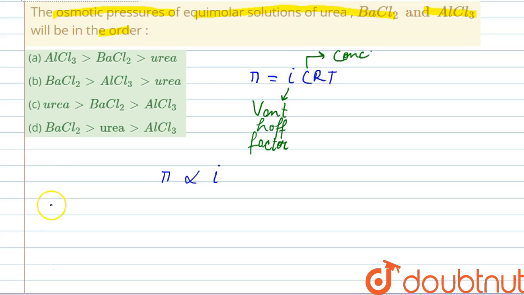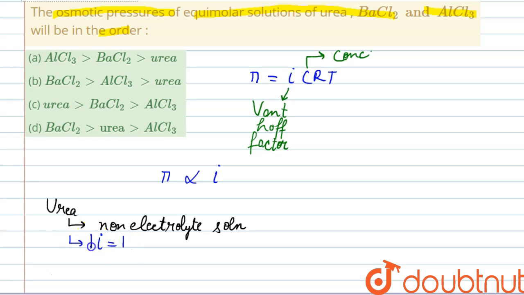Firstly, urea. Urea is a non-electrolyte solution. Now what does a non-electrolyte solution mean? It neither undergoes dissociation nor any type of association, that is, it remains as it is. And this i is the ratio of the final number of particles to the initial number of particles. If no dissociation or association occurs, then the value of i will remain 1. That is, for a non-electrolyte solution the value of i is 1.